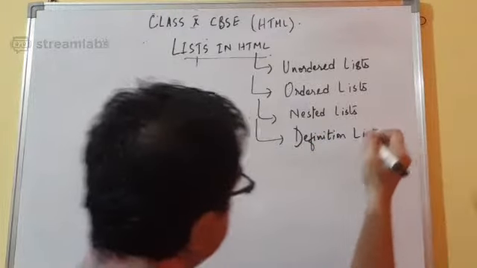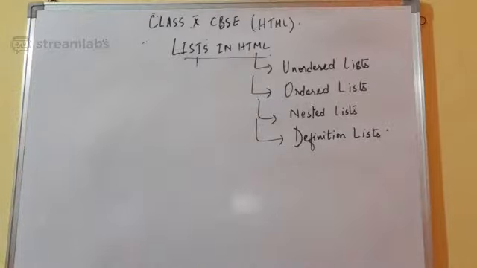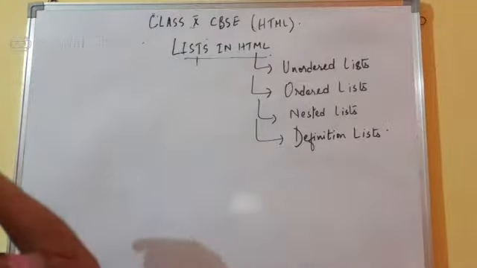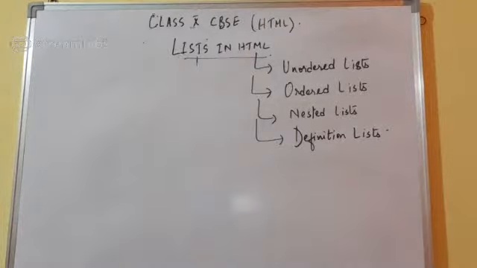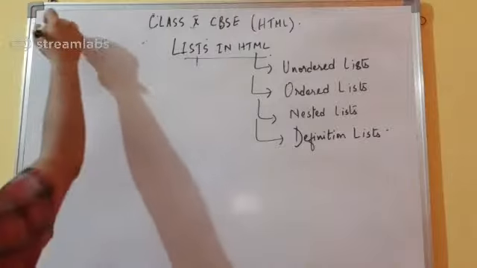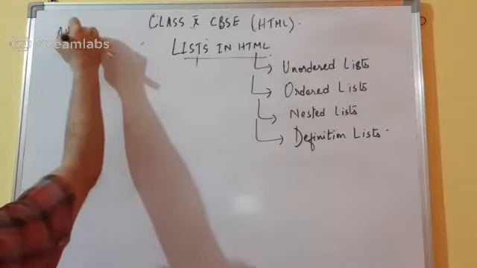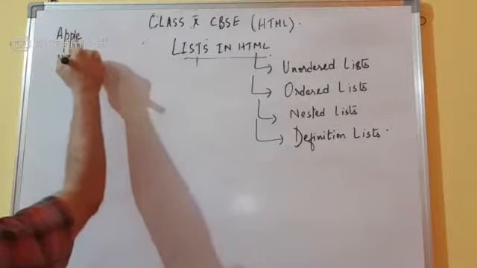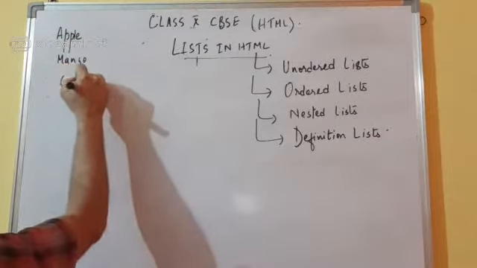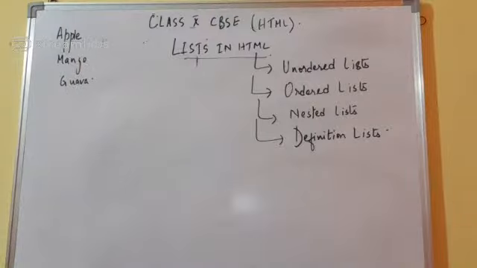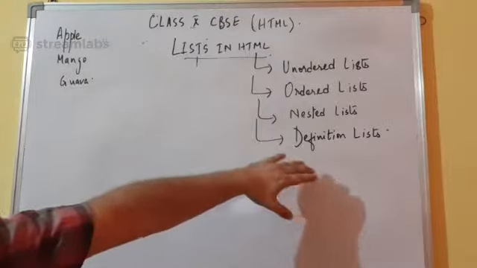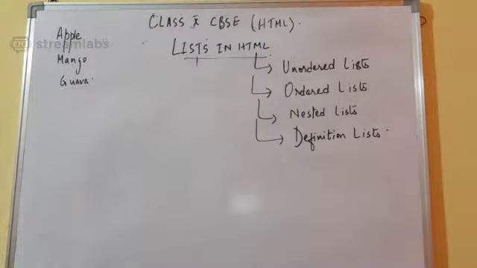Now what is the difference between each of these lists? We are going to see the differences. Now how do we represent a list? Suppose I have three to four fruits, say apple, mango and guava. These three I need to represent in HTML. Definition list we need not right now. I'll take it up later, but right now let's focus on unordered and ordered lists.